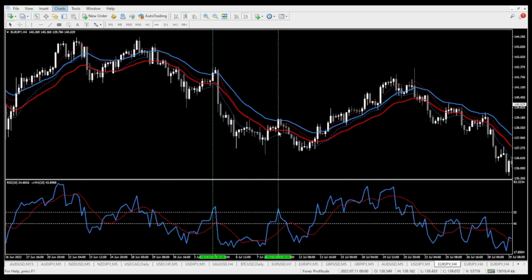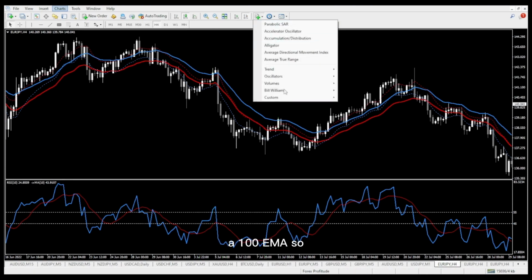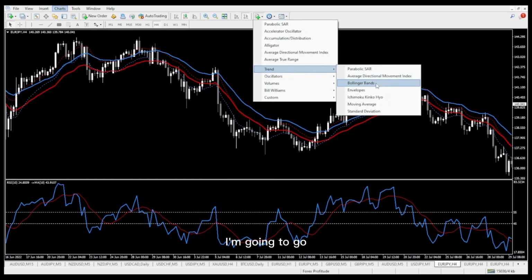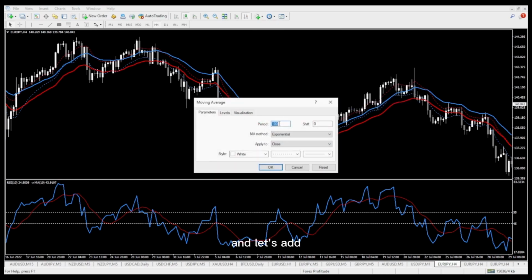And another one right here. So we've got everything, all the criteria is met for a trade, and it didn't work out. And again, we didn't even get to manage the trade on this one. Now I'm going to add another moving average to this. I'm going to add a 100 EMA. So let's go trend. I'm going to go moving average, and let's add a 100 exponential moving average.